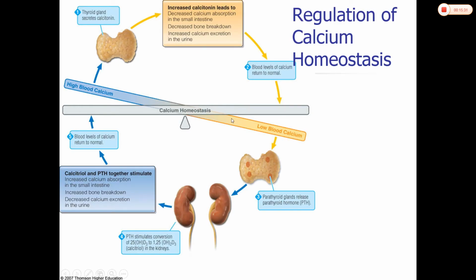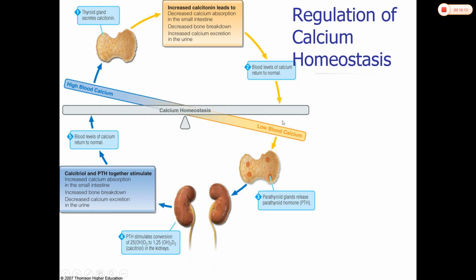So this picture shows the regulation of calcium homeostasis. Herein, the calcium levels are maintained all through in the body, but if there are high blood calcium levels in the body, then the thyroid gland secretes the calcitonin. This increased calcitonin leads to decreased calcium absorption in the small intestine, decreased bone breakdown and increased calcium excretion in the urine, and due to the increased excretion in the urine the blood levels of calcium return to normal.